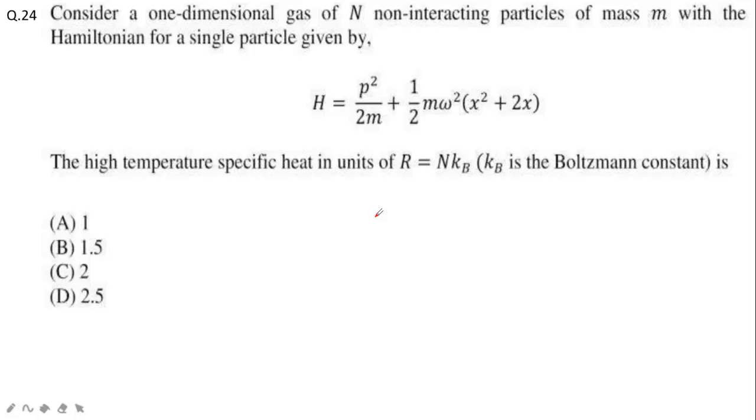Yeah. Moving ahead, question number 24. So from here, GATE 2019 problems have been started. This is the problem of GATE 2019. Consider a one-dimensional gas of n non-interacting particles of mass m with the Hamiltonian for a single particle given by H equals to P square over 2m plus half m omega square x square plus 2x. The high temperature specific heat in units of R equals to n kB is.